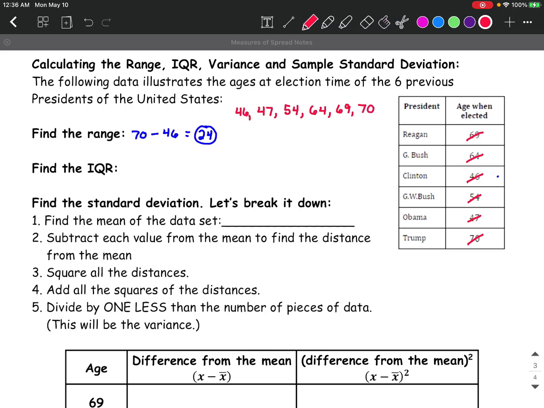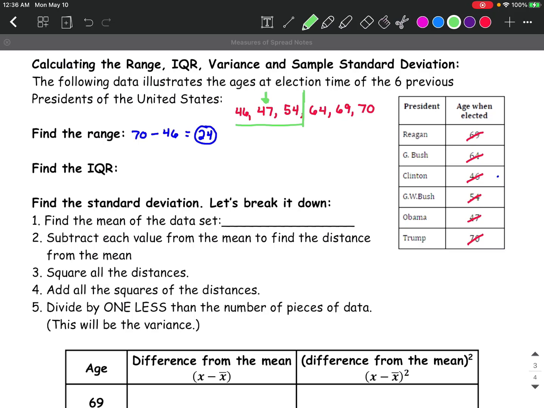Okay. Now, remember, the interquartile range was the third quartile minus the first quartile. So the way we do this is you find the median first. You find the middle. So I have 6 data points. So the middle is right here. Now, let's look at the left-hand side. Just on this left-hand side, what's the middle of the left? Well, that's 47. That's your Q1.